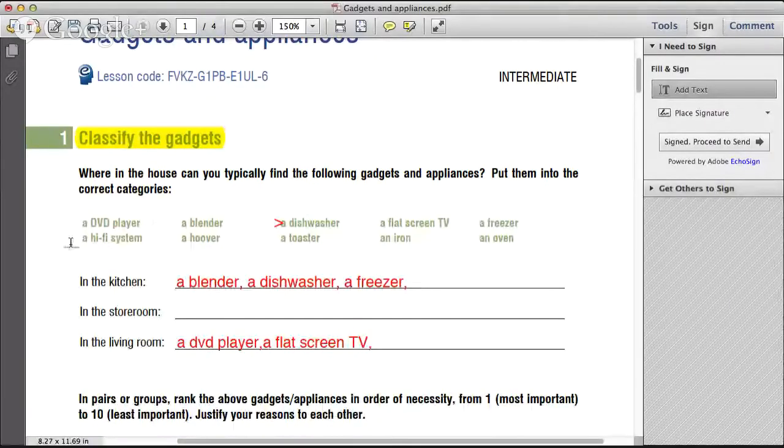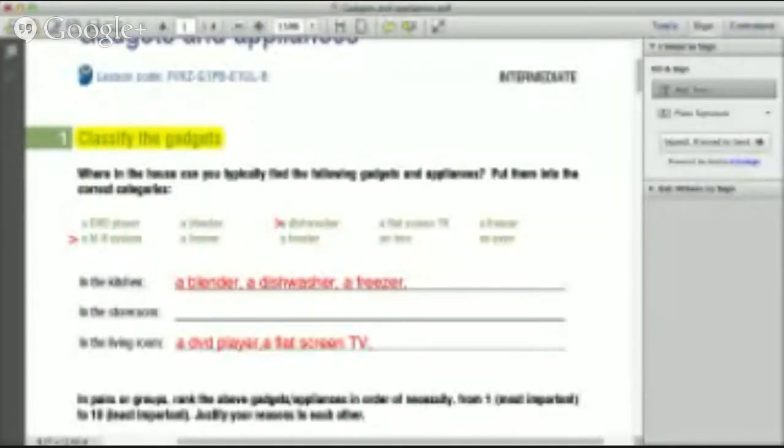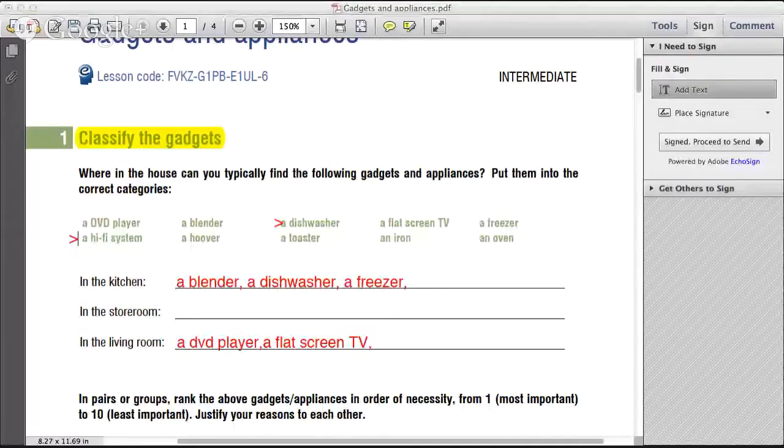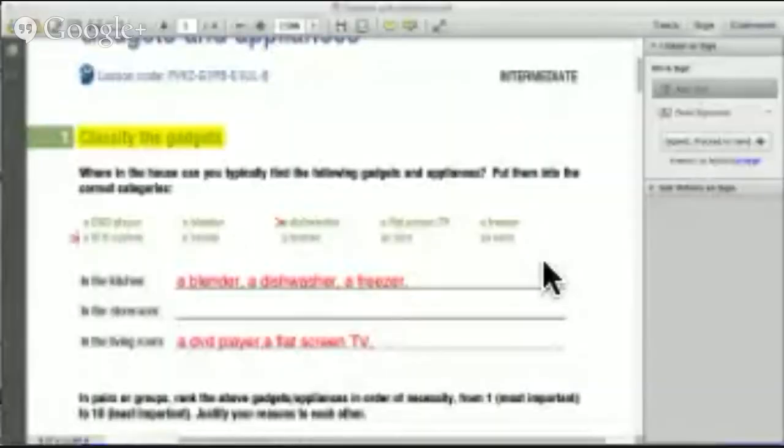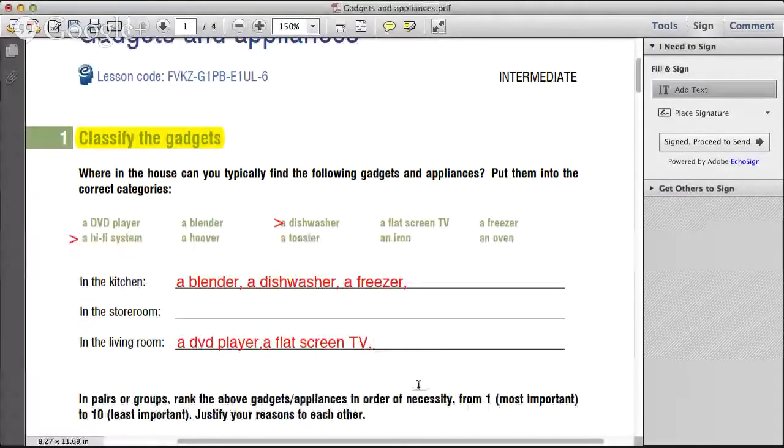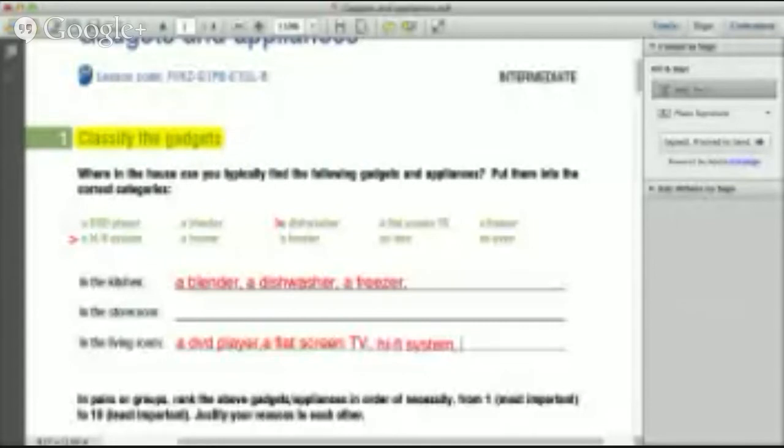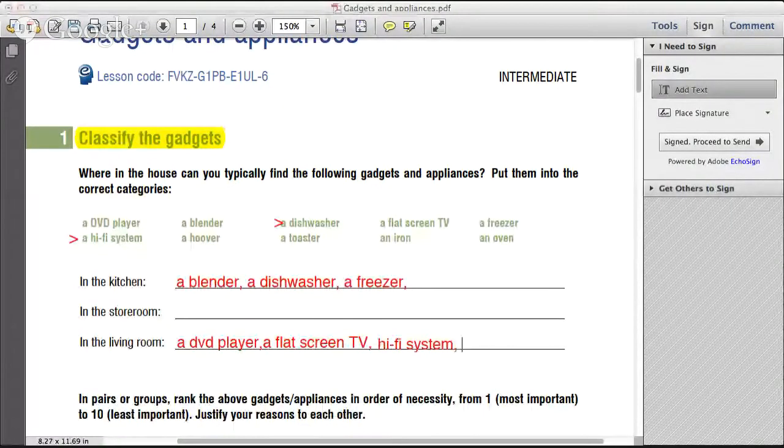Okay, hi-fi system. I can put the hi-fi system in the living room. Okay, you can put the hi-fi system in the living room. Let's see. What is the long version of hi-fi, Chad? Hi-fi, you know what? I don't know. I don't think there's ever been... High fidelity? Maybe. I don't know. Let me look it up. I don't think anyone has ever told me, hey, this is what hi-fi actually means.